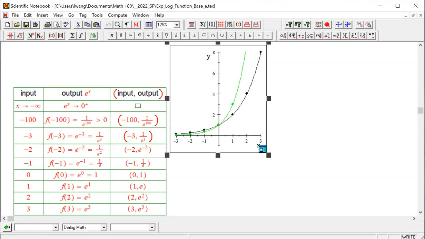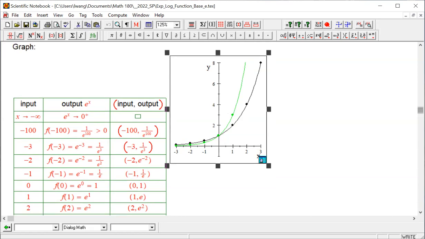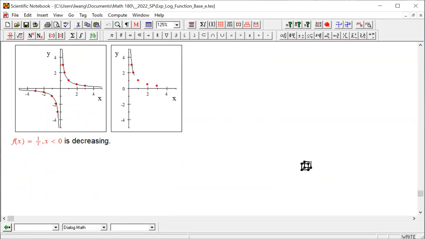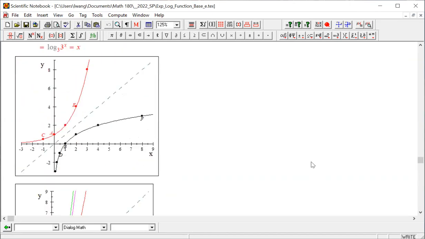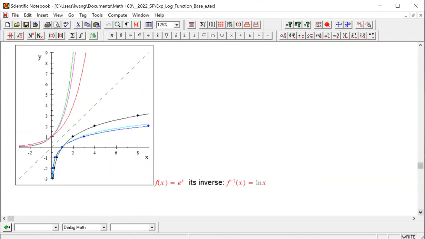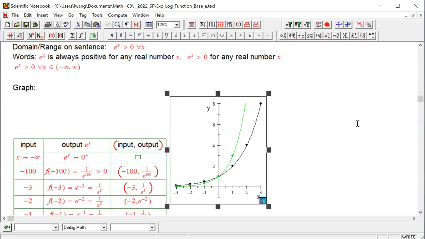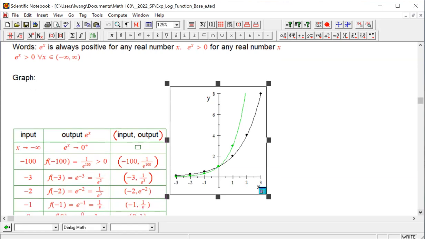Hold on, what color did I use last time? Let me double check. I'm just going to quickly scroll down. I forgot what color I used. Purple. I used purple. I just want to be consistent with what we did in the last lesson. So I remember it was purple. I just want to make sure.